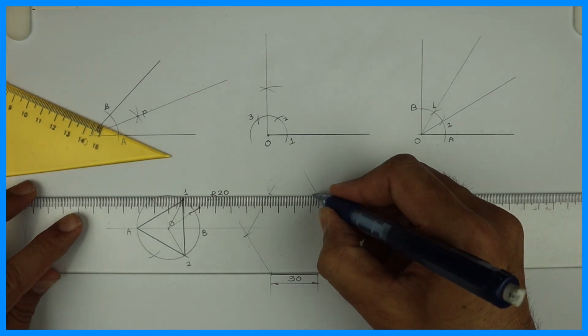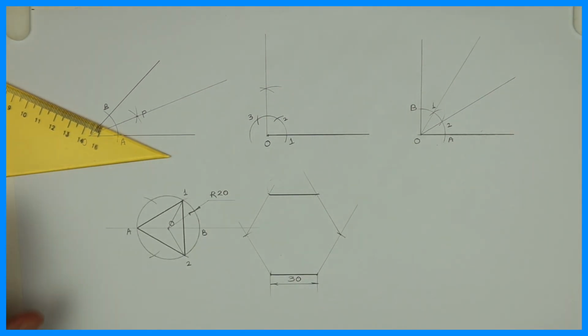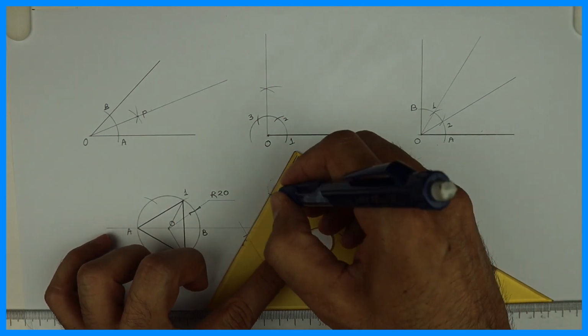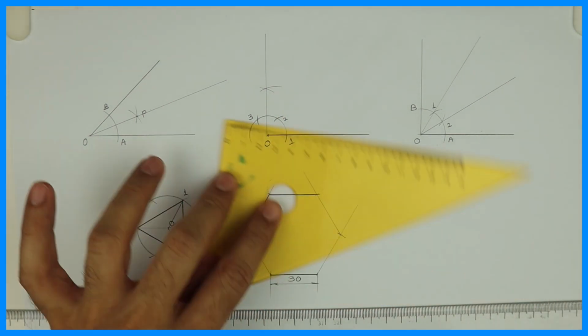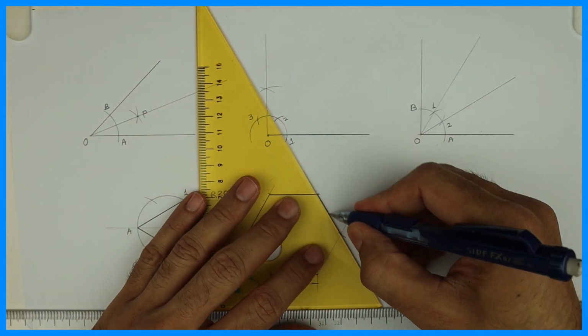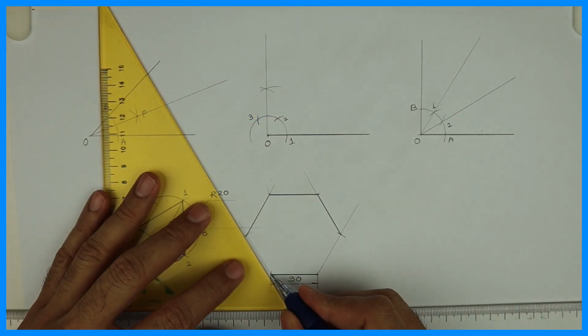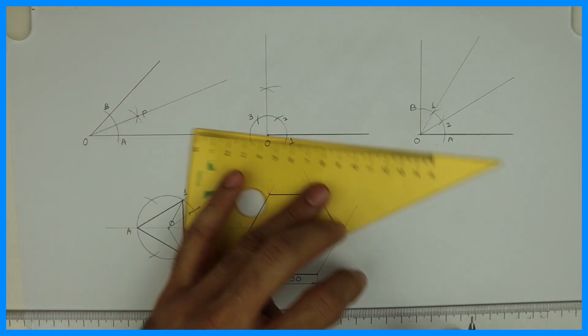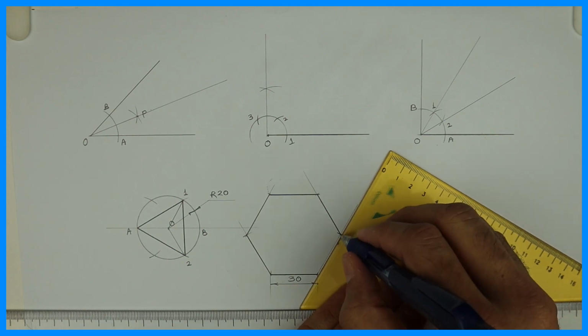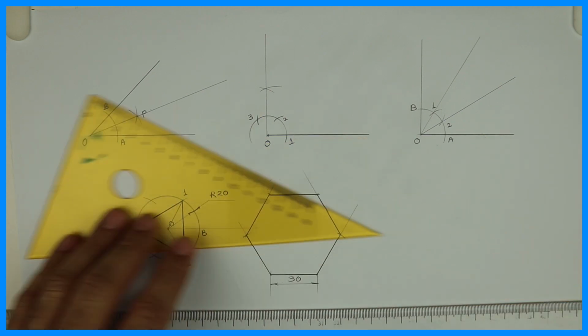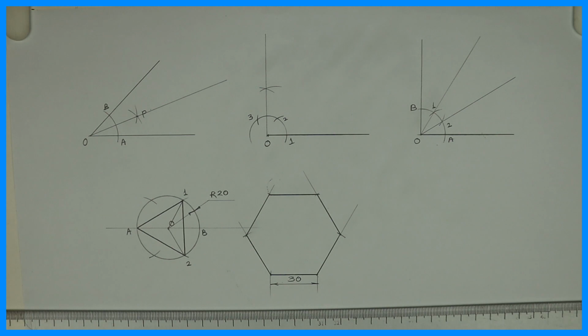So we'll get a hexagon by set square. This method, you can't rely on that much because it depends upon your set square also. What if your set square has some error? Then it can go wrong also. But still, in a lot of schools they prefer this.